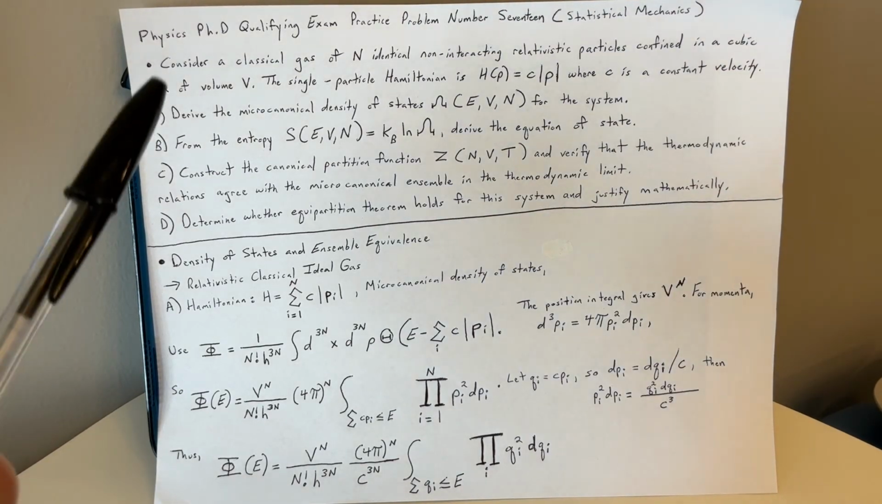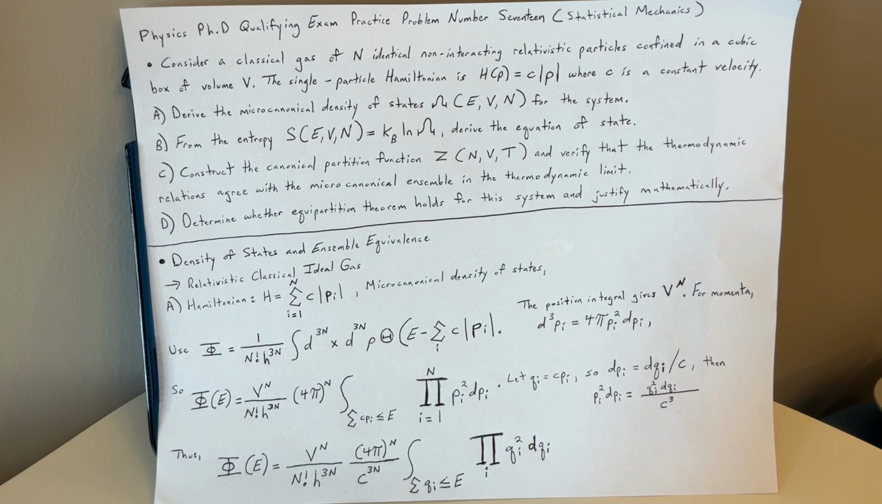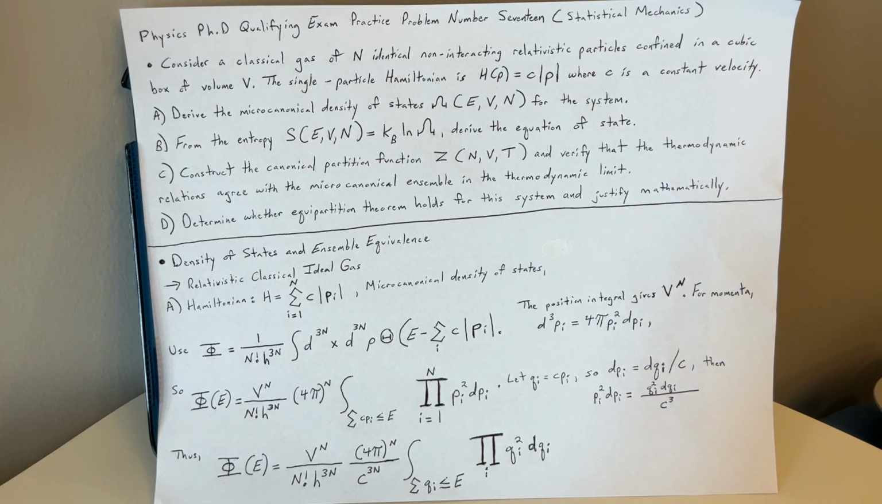So we have physics Ph.D. qualifying exam practice problem number 17. This is in the domain of statistical mechanics. So let's begin. Consider a classical gas of N identical non-interacting relativistic particles confined in a cubic box of volume V.